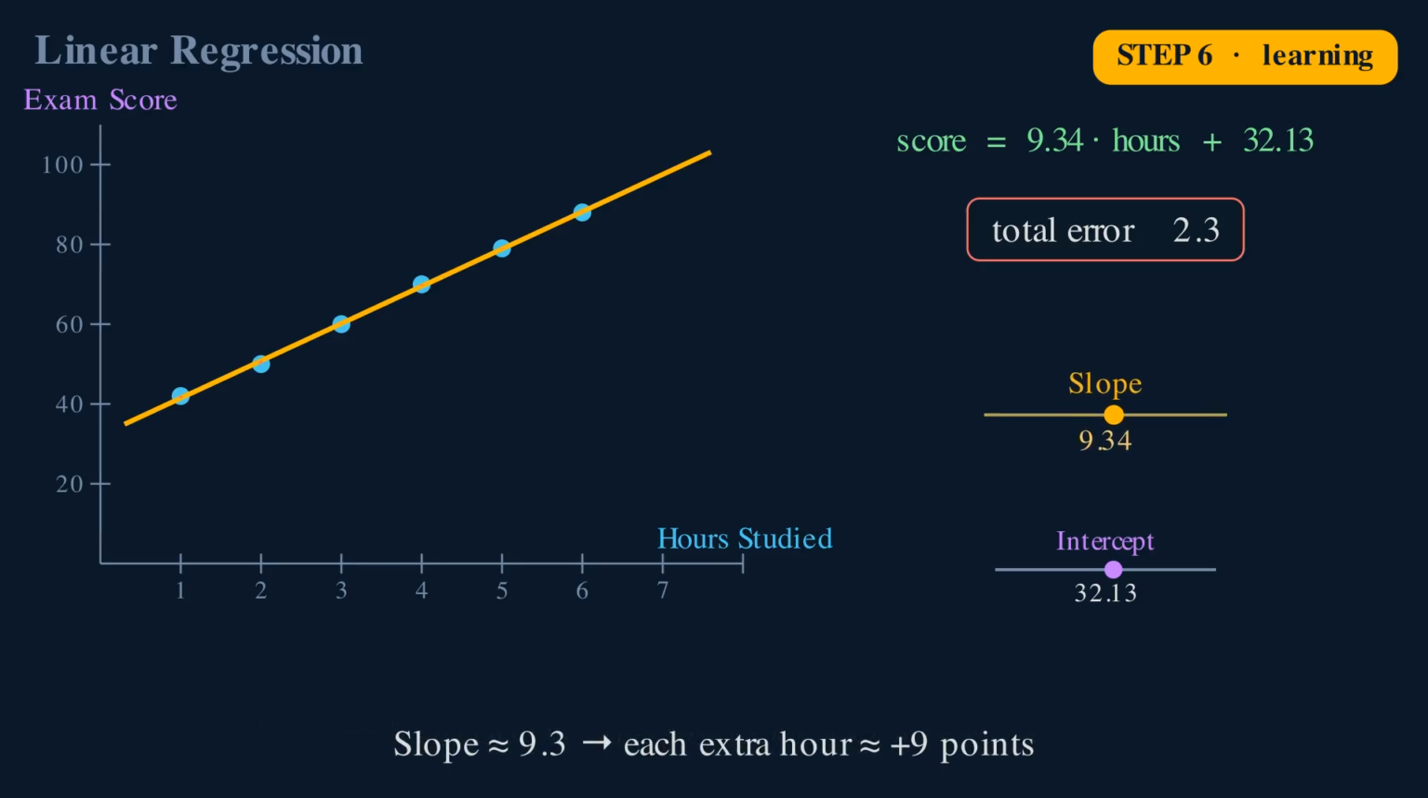Here the best slope is about 9.3. Each extra hour of study adds roughly 9 points to the predicted score. And the intercept, about 32, is the predicted score with no studying at all.